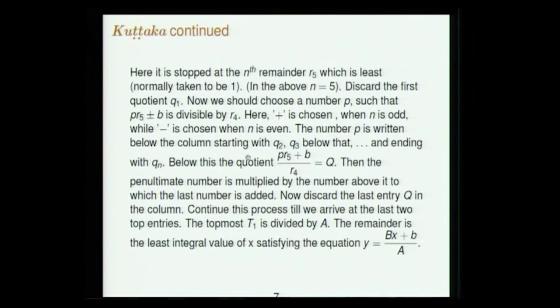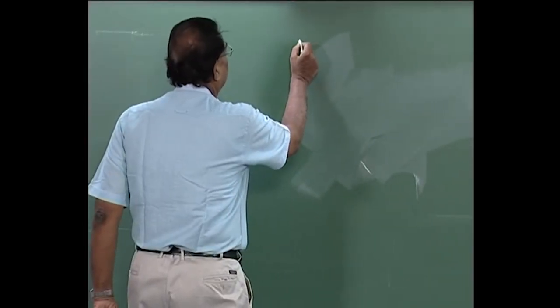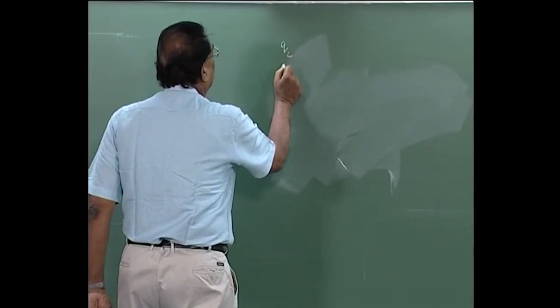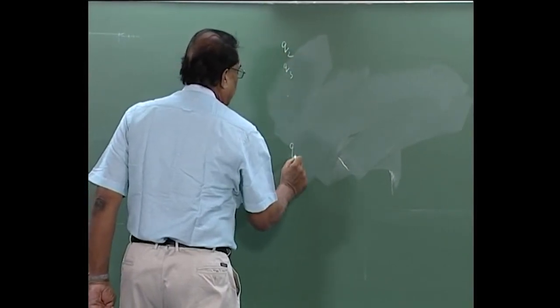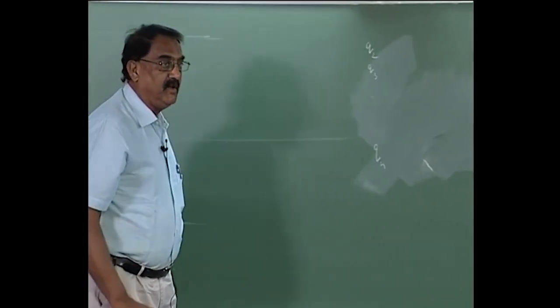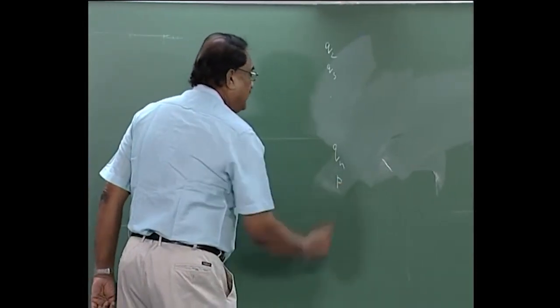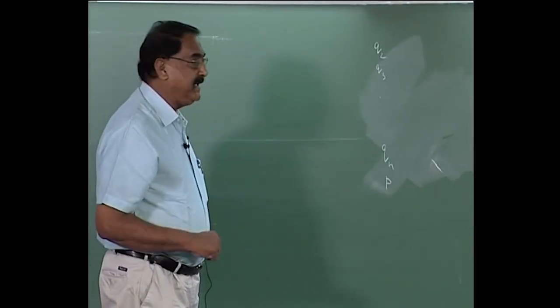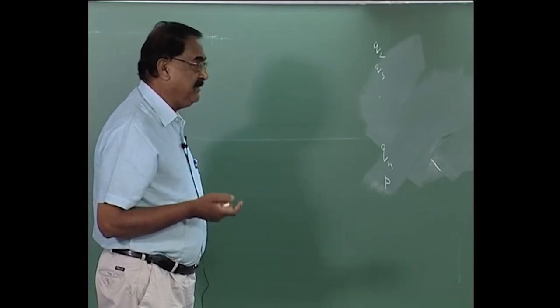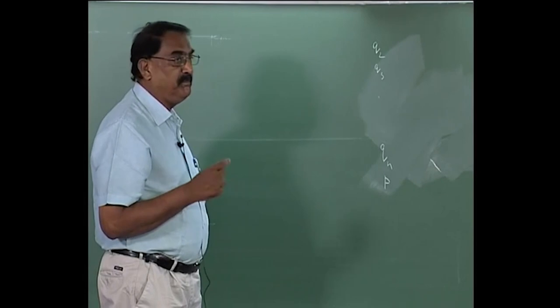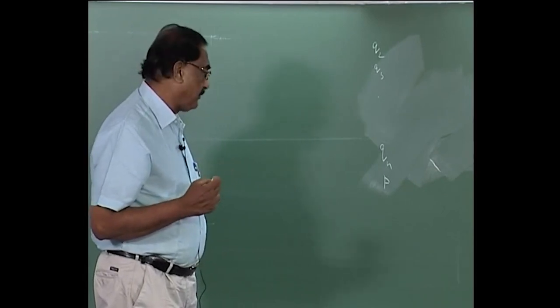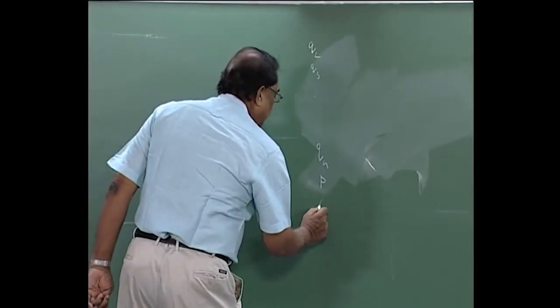The number p is written below the column starting with q 2 and ending with q n, and below this the quotient q, which is p r 5 plus b divided by r 4. So, the sequence of coefficients we write like this: q 2, q 3, up to q n. Of course, the first quotient q 1 is not considered. Then you write the number p such that p multiplied by the last remainder and added to b is divisible by the previous remainder. That is, p r 5 plus b is divisible by r 4, and below that you write the quotient q.